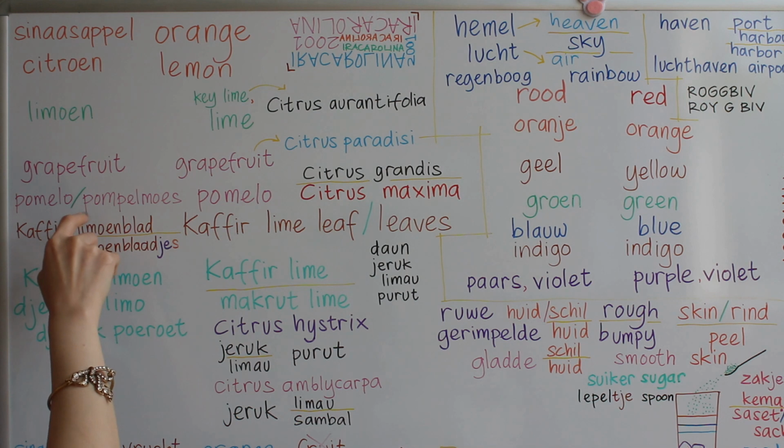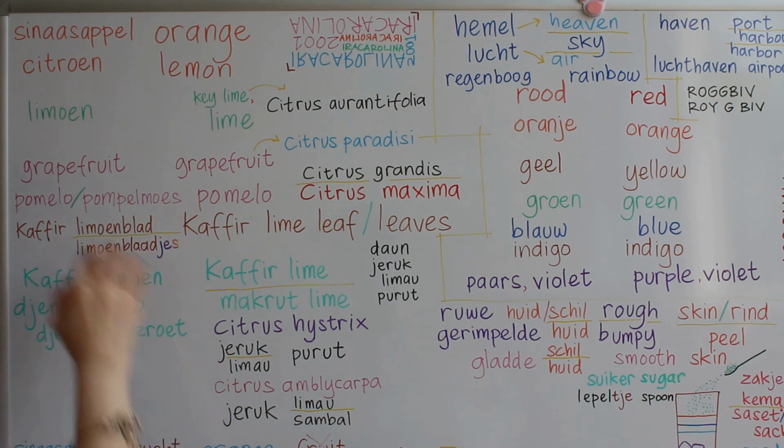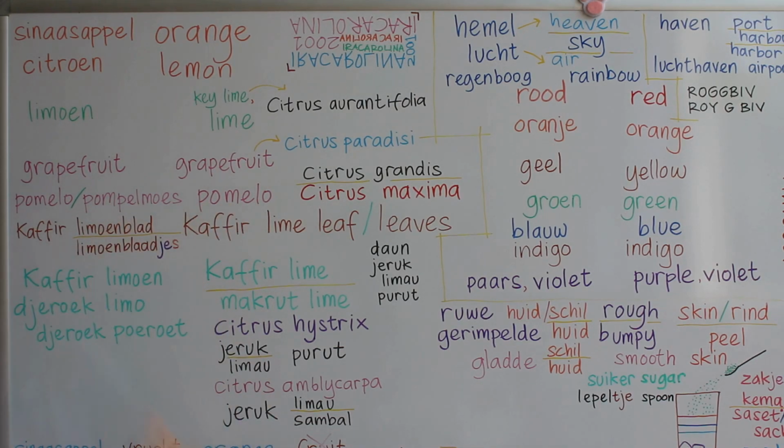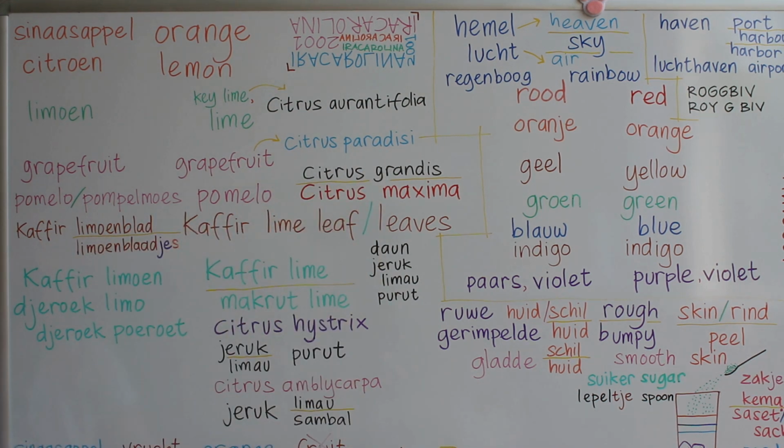Sometimes you might find pompelmus for pomelo. It is Citrus grandis or Citrus maxima.